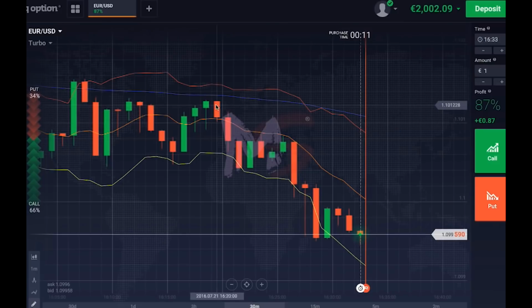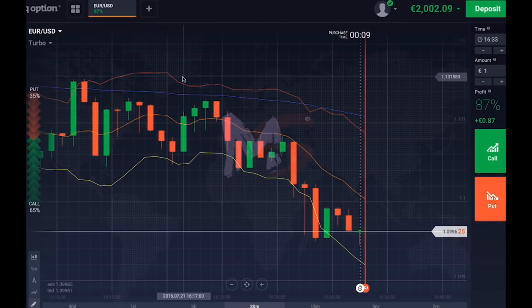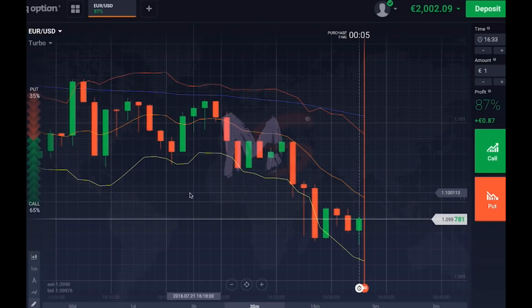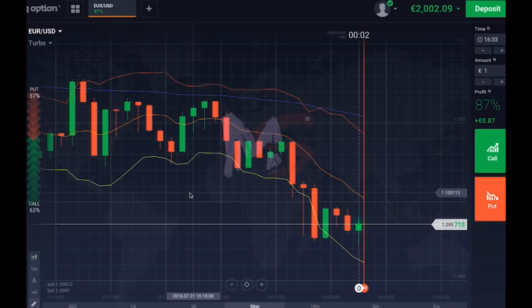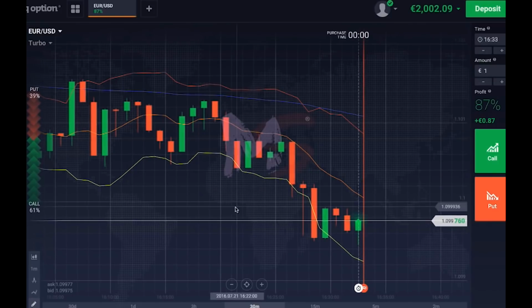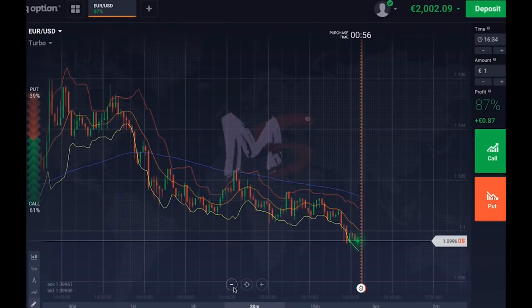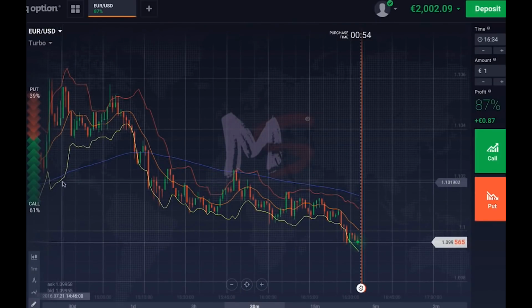Now, this strategy works like Bollinger RSI, but in this case we don't need the RSI indicator. It means that also in this strategy we must invest when a candle breaks the lower or higher Bollinger Band. The difference is that when the moving average goes up, we must invest on call.